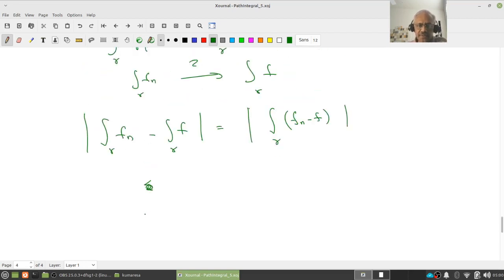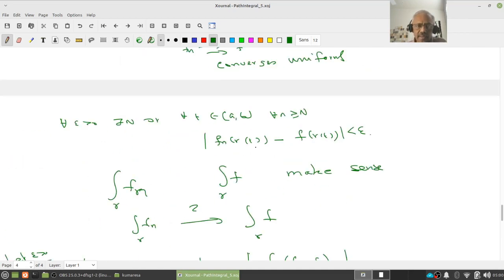Now we have to use the ML inequality. How will I use the ML inequality? What is it that I have to prove? There is an f. So you are going to give me an epsilon, right? Now what do I know? Go back. There is a natural number capital N so that for every gamma t, this is right.